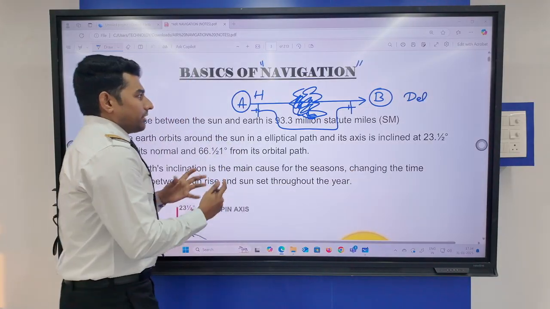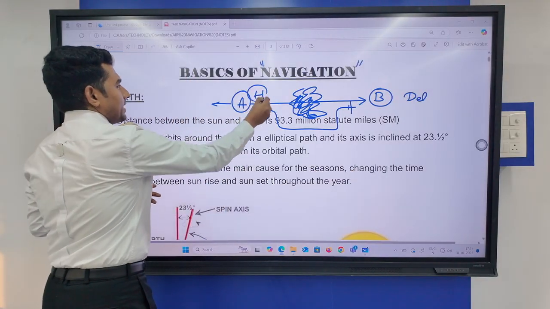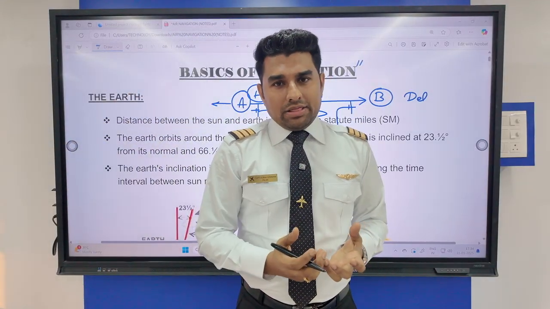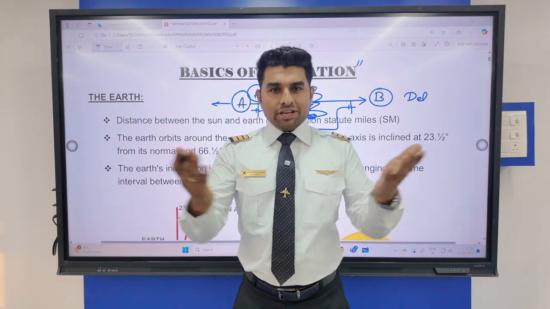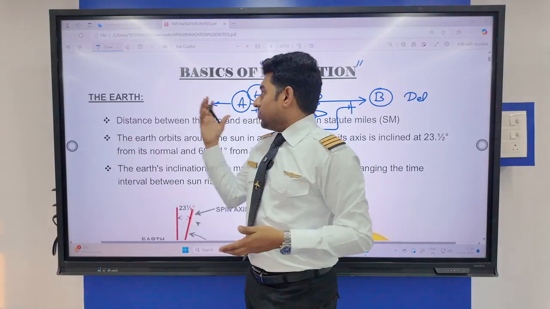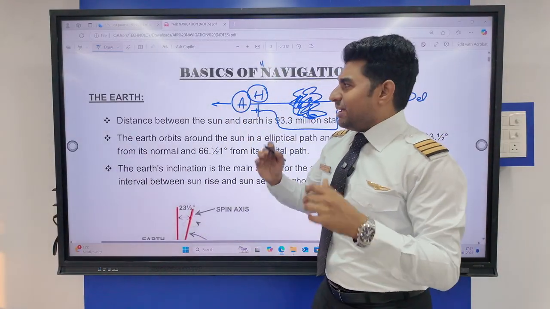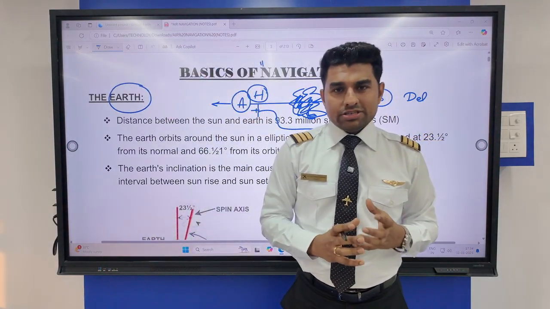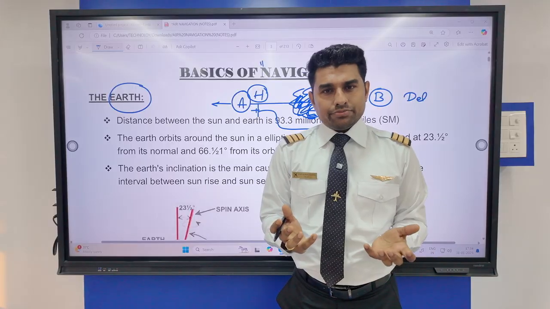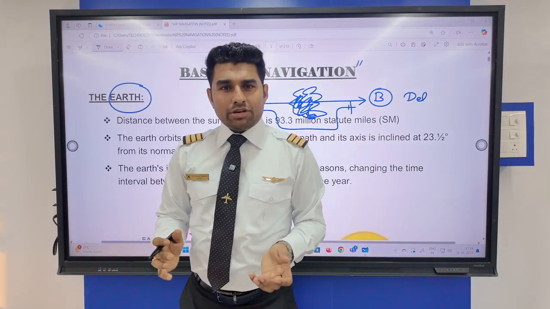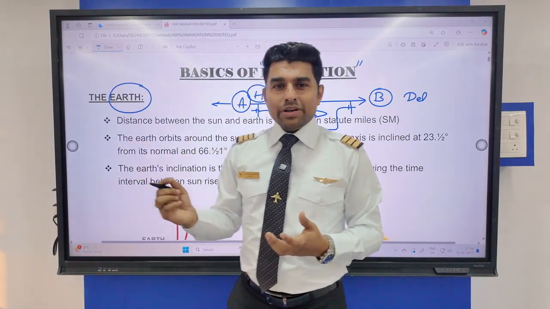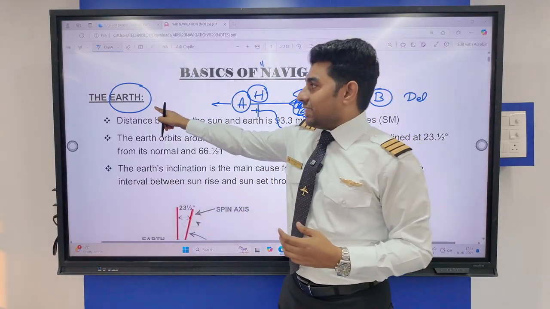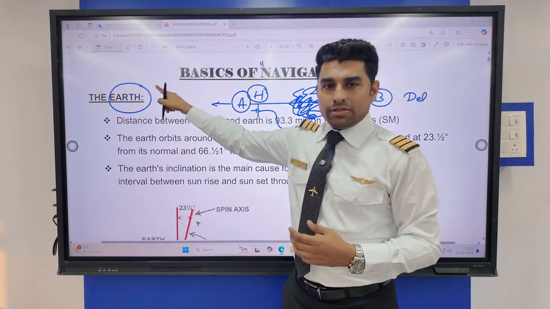But before that, we need to know point A, let's say Hyderabad. So how do you point out Hyderabad? Let's say you have a chart for reference and you want to locate Hyderabad. Any point on the earth is defined with latitude and longitude. No matter which point you pick on the surface of the earth, it is always given with reference to latitude and longitude. That's the reason the first thing you learn in this chapter is the earth.